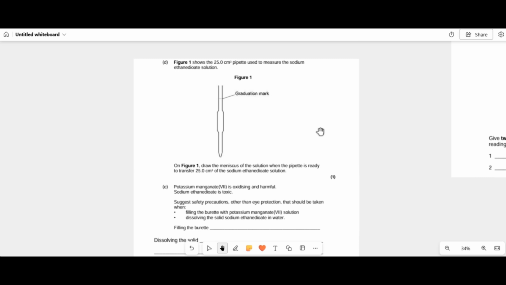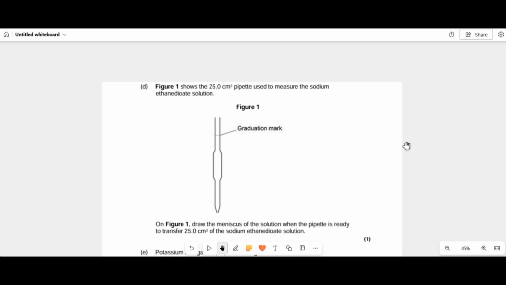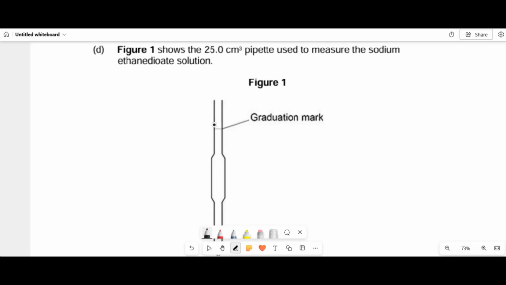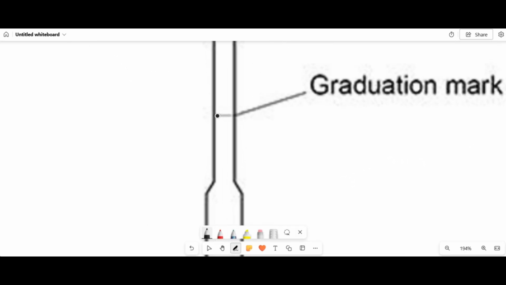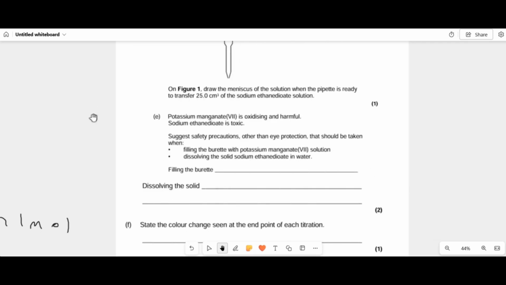Let's look at this now. Alright, cool. Part D. It says, draw the meniscus here. So the meniscus has to be a curve. It has to sit at the baseline. So just draw the base like that and then draw up from it. It's like a U shape, and the bottom of the meniscus has to touch that graduation mark. You get it?